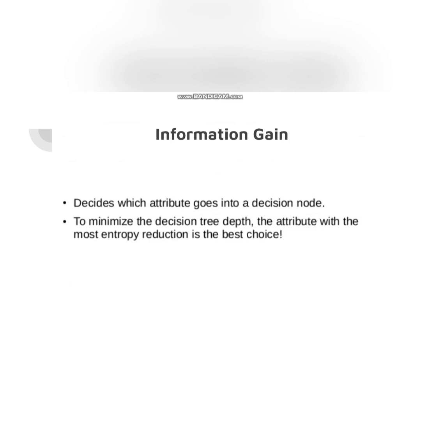Let us try to understand information gain. Information gain decides which attribute goes into the decision node. To minimize the tree's depth, the attribute with the most entropy reduction is the best choice, as we have seen that entropy is 0 when a node is purely classified. So we can minimize our classification such that the condition matches the minimum entropy value.